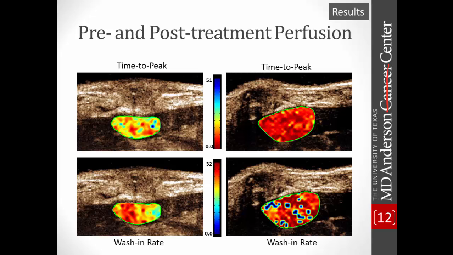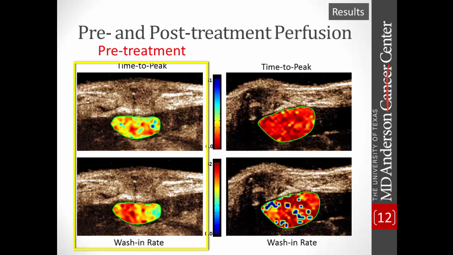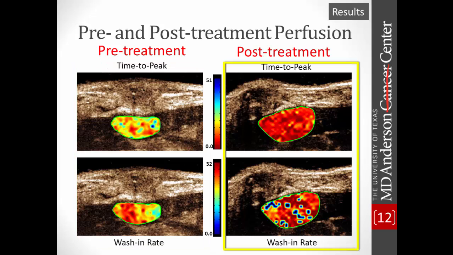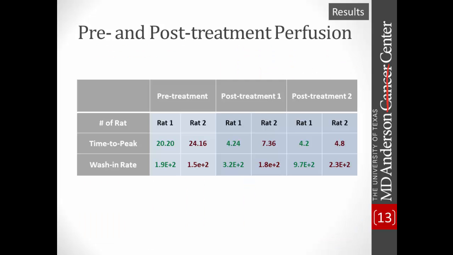Pre and post-treatment perfusion: we actually saw an increase, which was somewhat counterintuitive. So this is pre-treatment, and I showed 2 wash-in metrics, time to peak and wash-in rate. Our time to peak is longer pre-treatment and then goes shorter post-treatment. Wash-in rate increases post-treatment, indicating that the perfusion actually increased, and you could see this quite apparently on the nonlinear image, that they appeared to get more perfused, at least in this very limited 2 rat cohort.